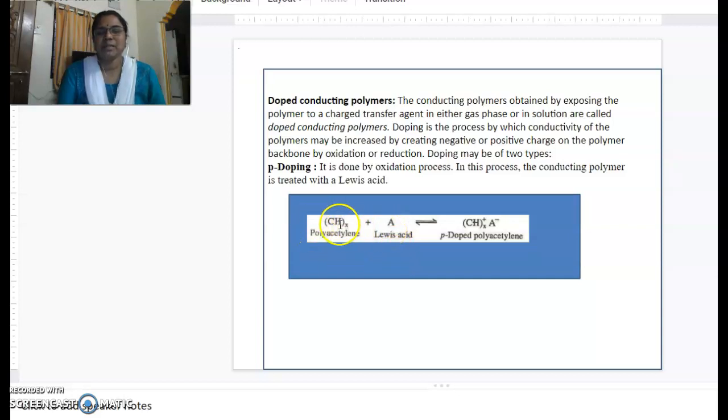The conducting polymer is treated with a Lewis acid. Suppose you take this polyacetylene. As I said, acetylene is a very good conductor because here the triple bond, upon polymerization, will be converted into double bonds. The shifting will take place. The electrons are responsible to conduct electricity. So for this, if you add a Lewis acid so that it creates a positive charge on the polymer backbone, then it is called P doping.